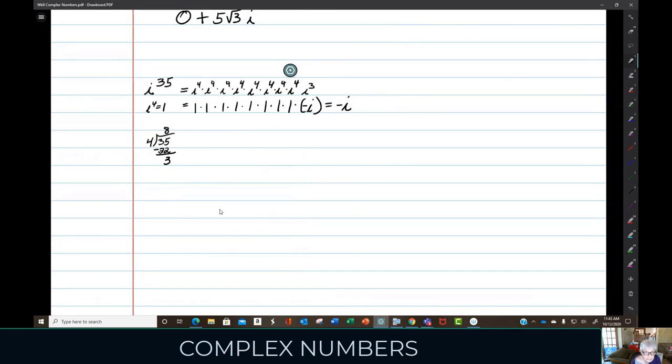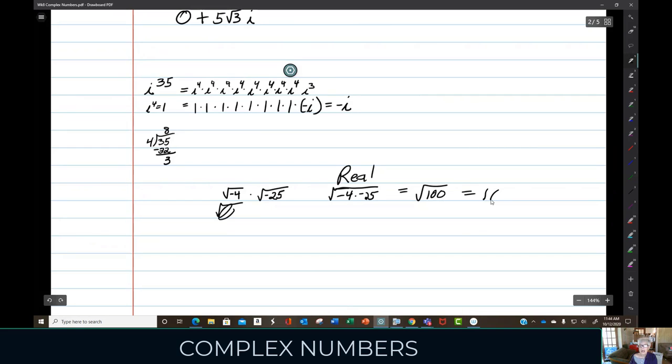Beware of problems like I'm gonna show you. Square root of negative 4 times the square root of negative 25. You see what I did in the real number system, you can just do this. They're both square roots, so using that rule, you can multiply these together, get the square root of 100, which is 10. And that's precisely what I did on a test, and I was sure I was right, and I was wrong. Got the test back bleeding red.